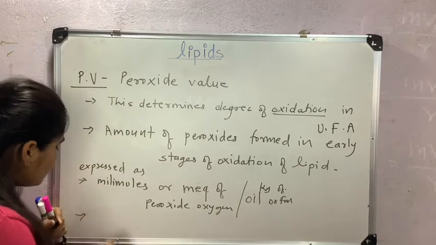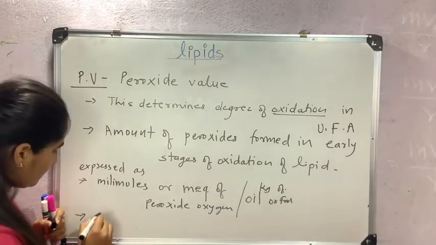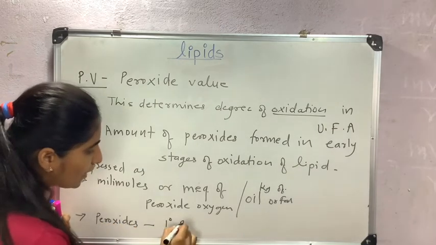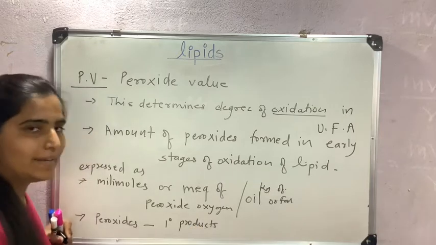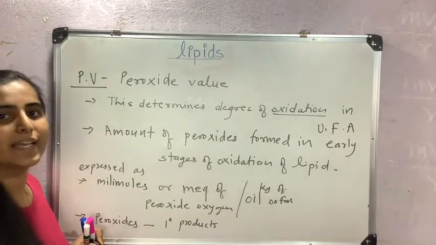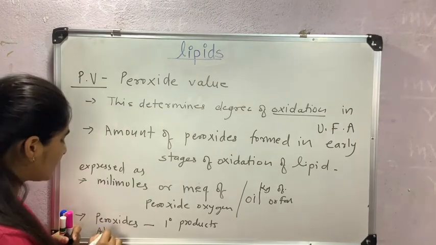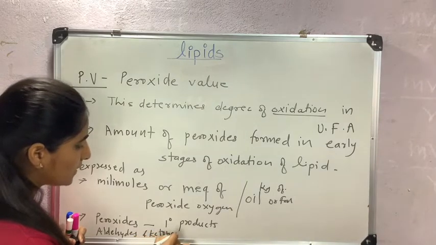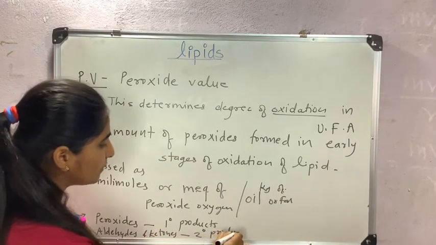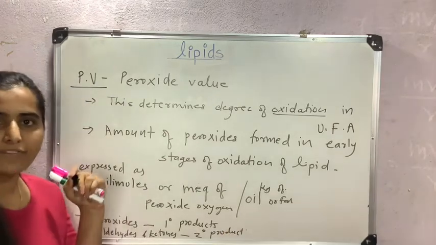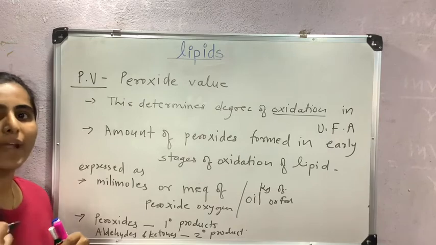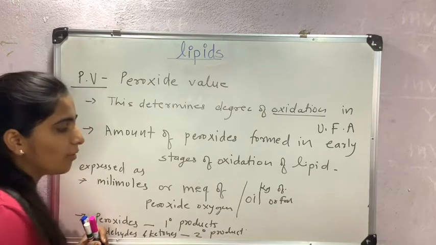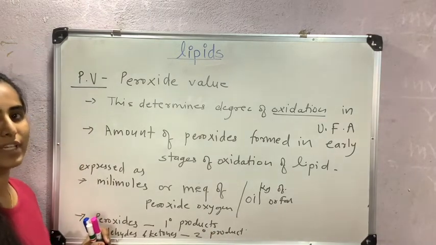Actually, these peroxides formed are primary products of oxidation, and products like aldehydes and ketones are secondary products of oxidation. Therefore, peroxide value is used for measurement of the primary oxidation product, and to measure the amount of secondary product formed in oxidation, there is another test which is anisidine value.